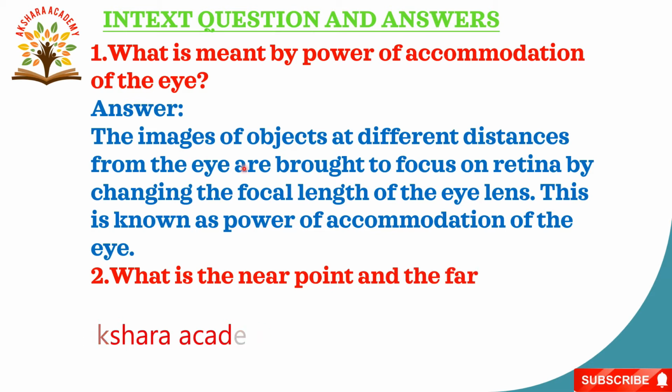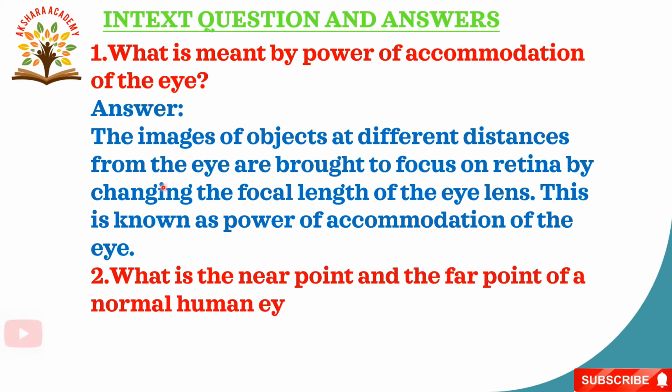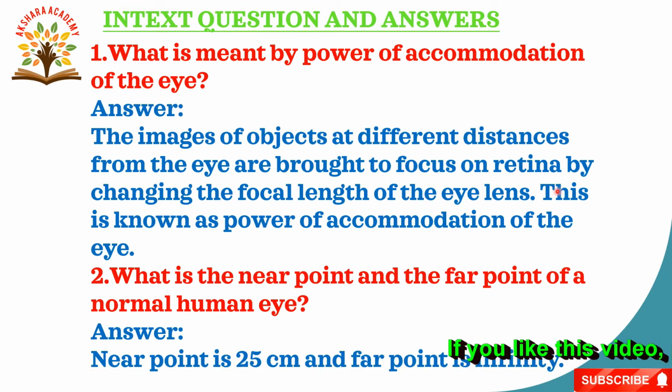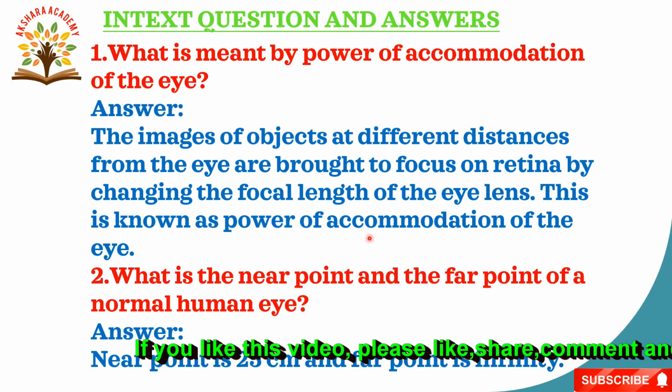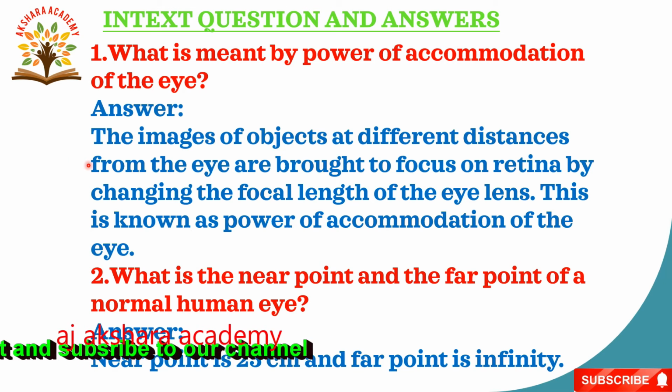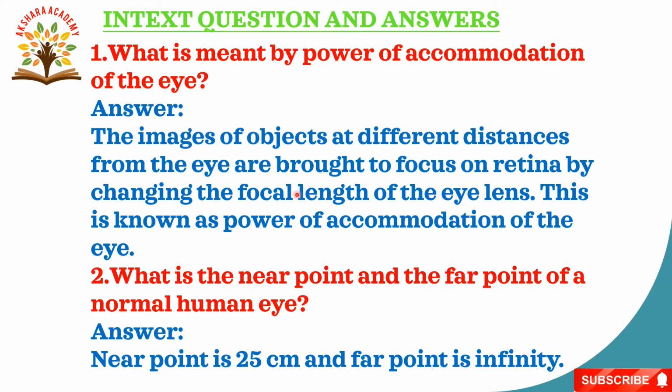So, the images of objects at different distances from the eye are brought to focus on the retina by changing the focal length of the eye lens. This is known as the power of accommodation of the eye. A simple one: the ability of the eye lens to adjust its focal length is called accommodation.